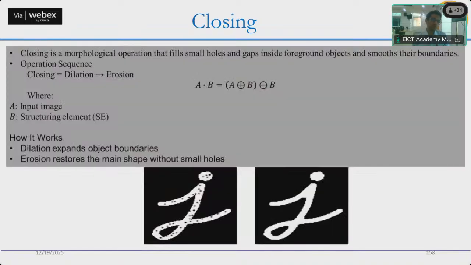So this is basically the opening, and what you are closing. In closing, basically you do the dilation and then the erosion. So these are the three different types of morphological operation that fill small holes and gaps inside foreground objects and smooth their boundary.